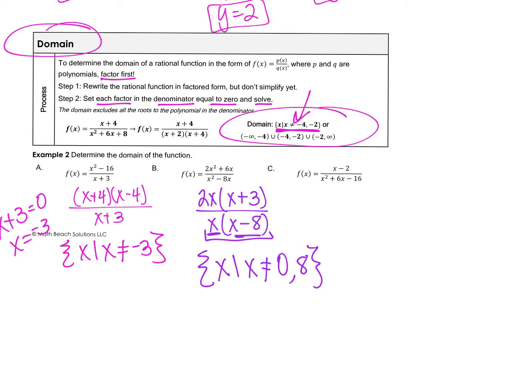Okay, let's try another one. So looking at C, we can't factor x minus 2. Notice the denominator is a trinomial, so we use sum and product. Sum is the middle, 6. Product is the outside, so that would be negative 16. So that would be what, 8 and negative 2.